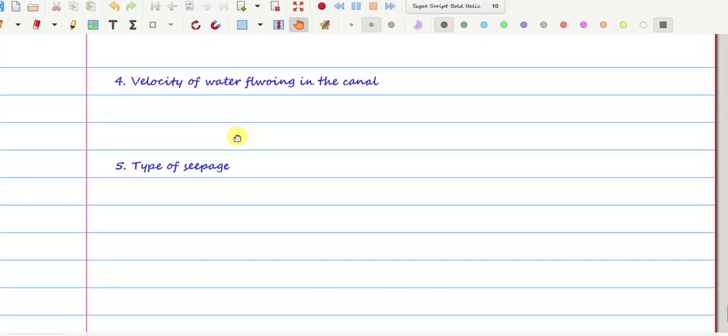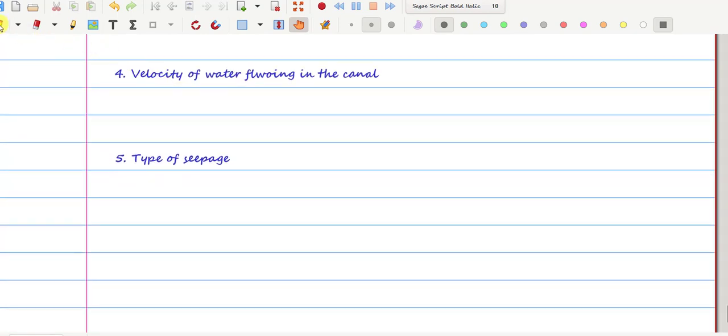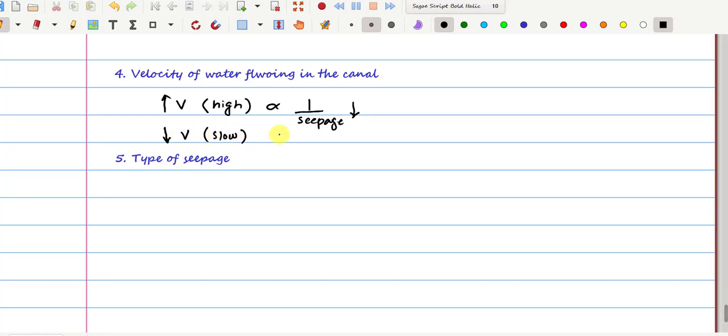Next factor is velocity of water. What do you think? What is going to happen if velocity is high in a canal? If velocity is high, then seepage is less. Got it? If velocity is slow, then seepage will increase. What's the reason?